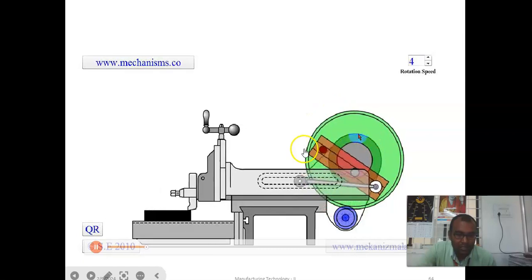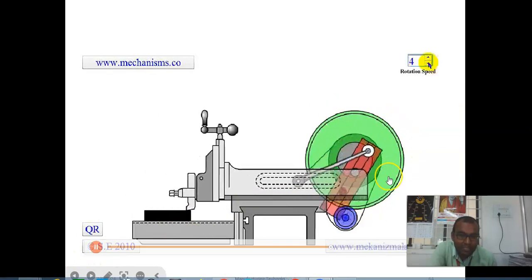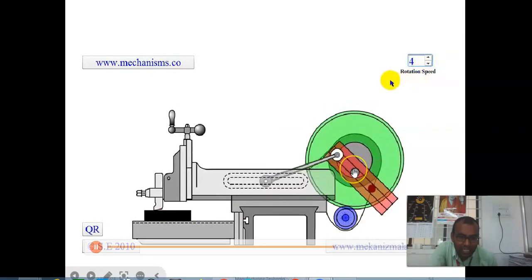This portion is known as the rocker arm. This is the crank pin. This is the bull gear of the crank lever mechanism. This is the rocker arm. This is the crank pin.